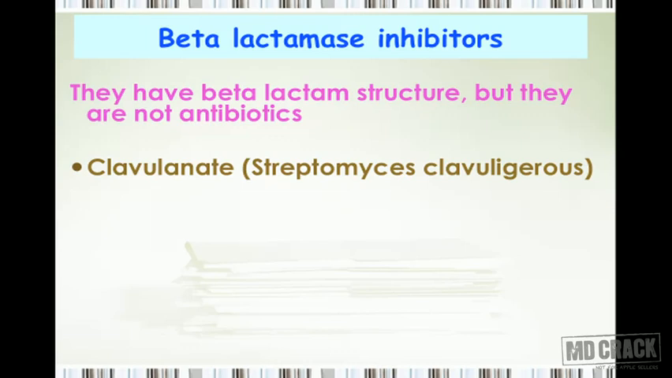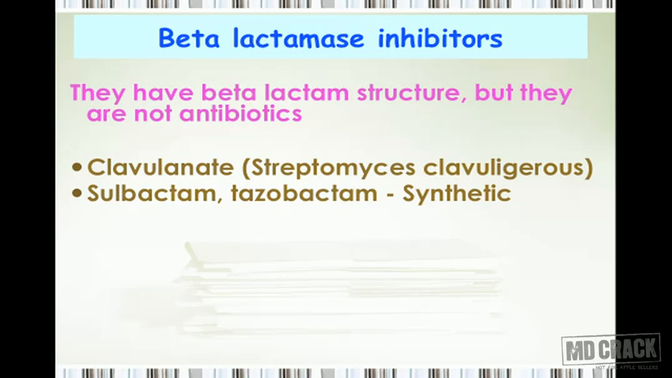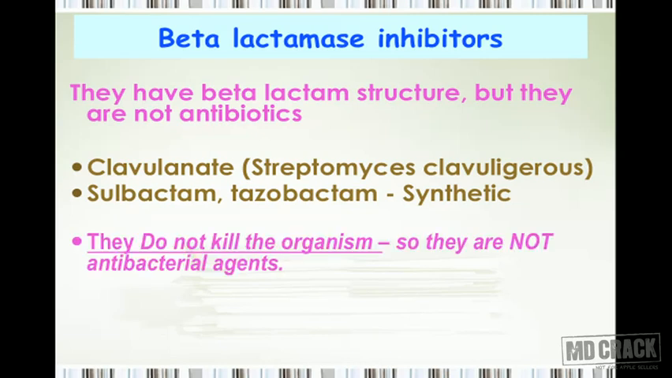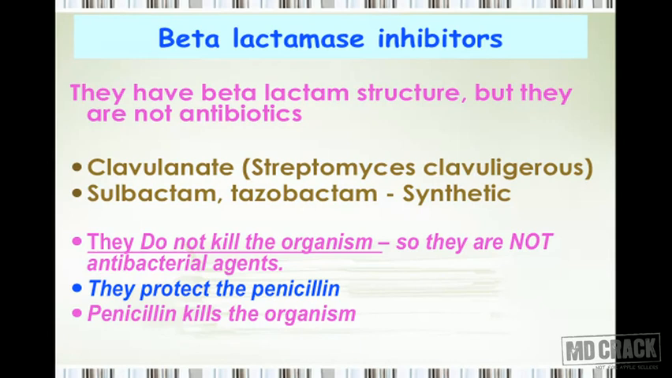Clavulanic acid is obtained from Streptomyces clavuligerus, and Sulbactam and Tazobactam, these two substances, are synthetic. Once again, a reminder for you, beta-lactamase inhibitors do not kill the organism, so they are not antibacterial agents. They just protect the penicillin, and penicillin takes care of killing the microorganism. So that's regarding the beta-lactamase inhibitor.